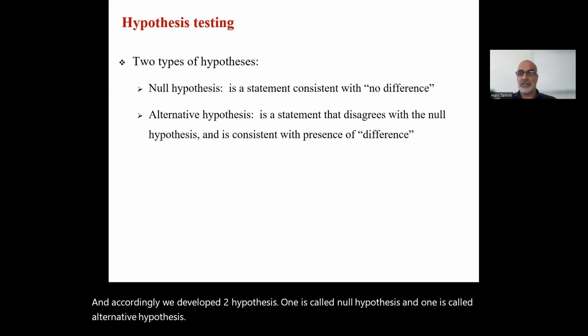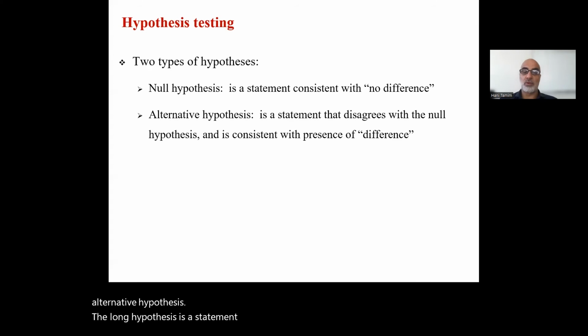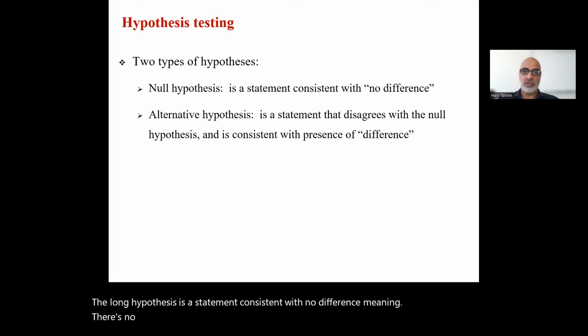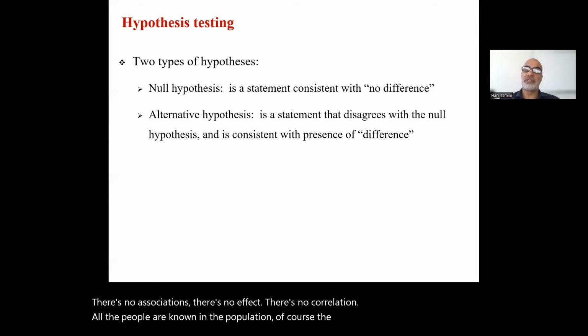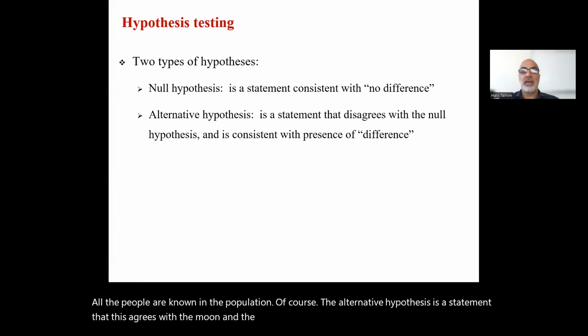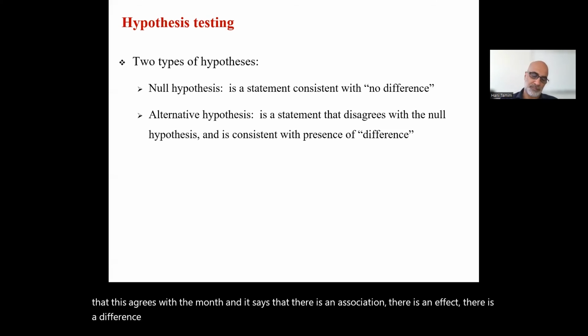The null hypothesis is a statement consistent with no difference, meaning there are no associations, there's no effect, there's no correlation, or the people are normal in the population, of course. The alternative hypothesis is a statement that disagrees with the null, and it says that there is an association, there is an effect, there is a difference, and so on.